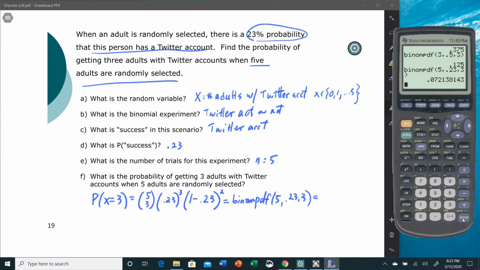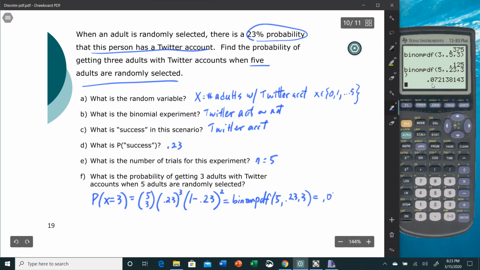So we get this number. Now, if we round to the 4th decimal place, this would be 0.0721. So about 7%.